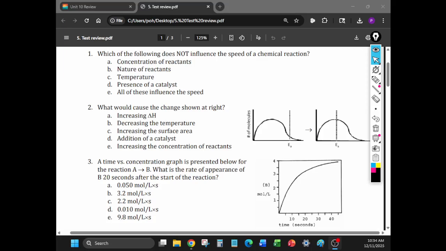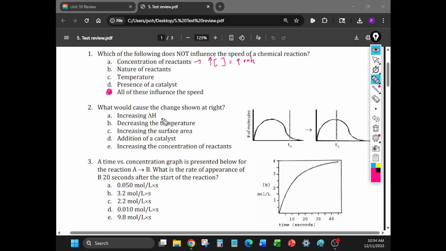All right, guys. So 1 and 2 of this review. Number 1 should be pretty easy. This one is going to be all of them influence the rate. Okay, because we know that concentration, right? If you have more reactants, that'll increase the rate. So you increase the concentration, you're going to increase the rate.